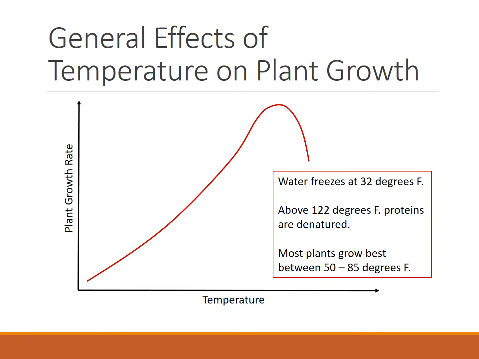So when we reach 122 degrees Fahrenheit, proteins are denatured, which means that they break down and they can no longer function as they're supposed to. So plants seem to grow best, generally speaking, between 50 and 85 degrees Fahrenheit.